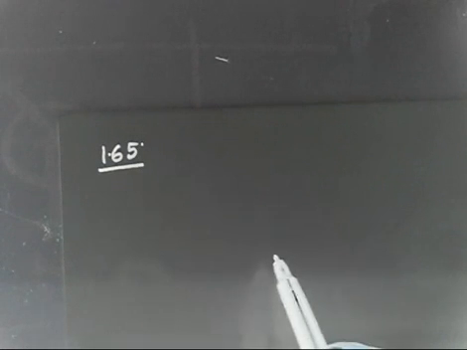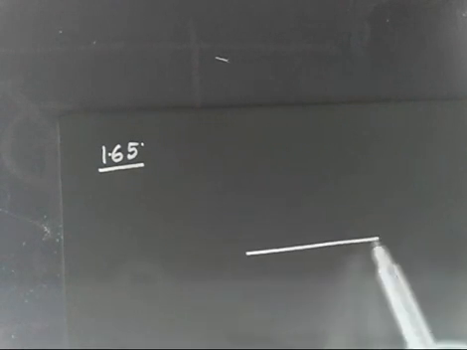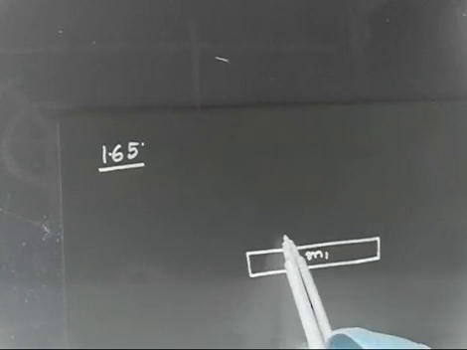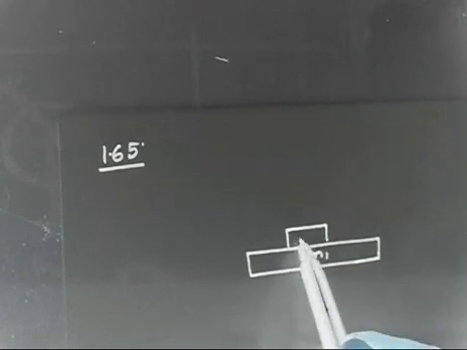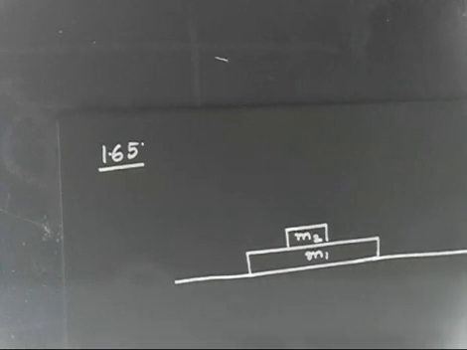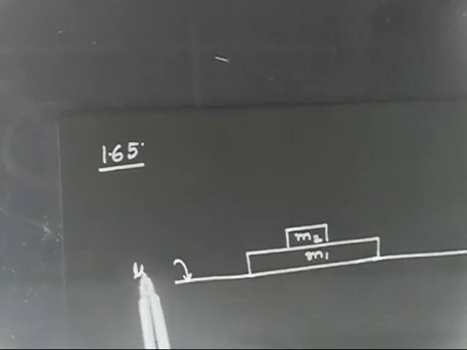So I have a plank. So let me first make the diagram. This plank is mass m1 and there is a block that is kept above this. This is mass m2 and this is further kept on a smooth plane. So let me read. So this is placed on a smooth horizontal plane. So this mu is equal to 0.